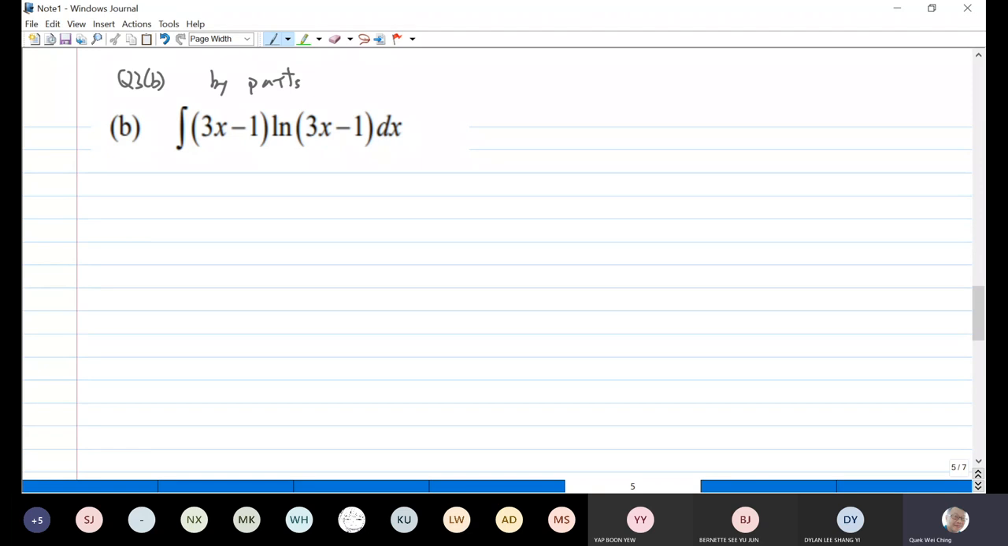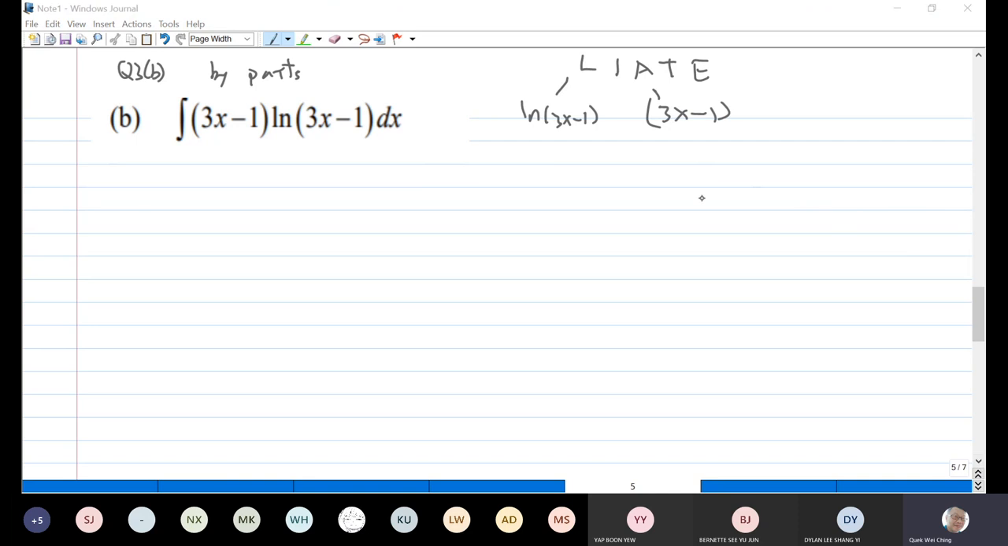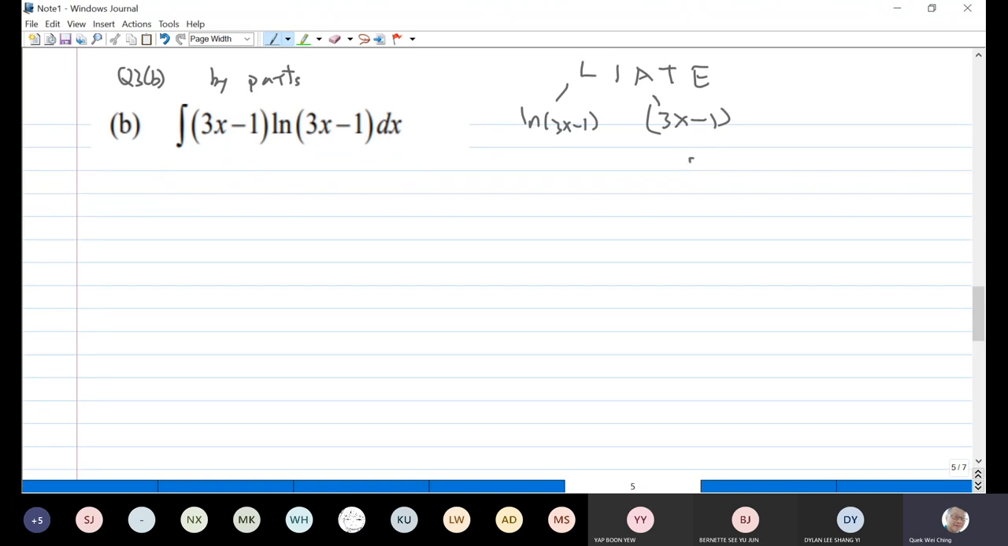You follow the by parts formula, right? Usually you use LIATE. Start with this. So you have L, log first. Log always comes first. And then A, 3x minus 1. You follow the table method. So you let u equal to log of 3x minus 1, and dv is 3x minus 1.